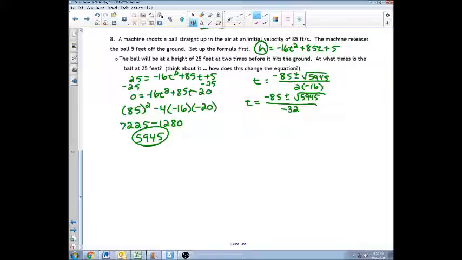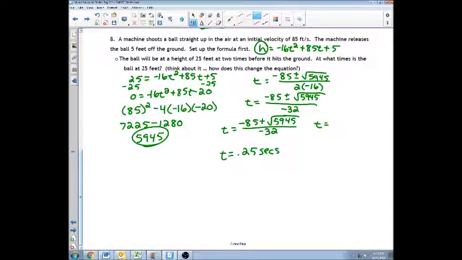Now, since I have this all set up correctly, I can go ahead and take negative 85 plus the square root of 5,945. Divide that by negative 32. That would get me t equals 0.25 seconds. So it's going to happen really fast right after it launches.